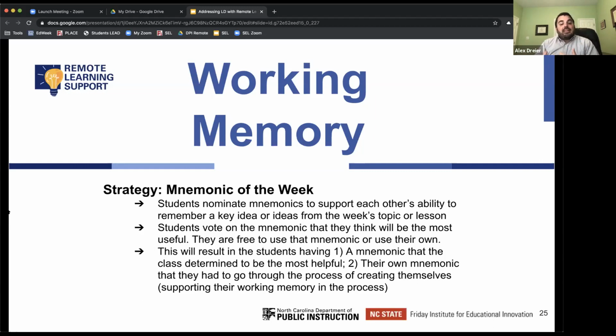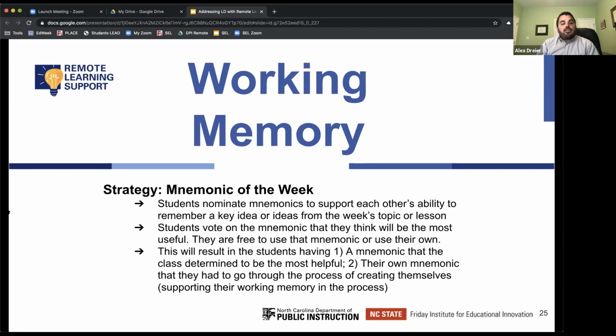But the point is that this process is going to help them, just thinking it through, even if they don't come up with a mnemonic that they find particularly great. Just the idea of working on it is going to help build and support their working memory. So that to me is something that's really, really vital. And as Marianne wrote in the chat, it's a model of how you can support students' working memory. So those are just some strategies that can be used online, they can be used offline.